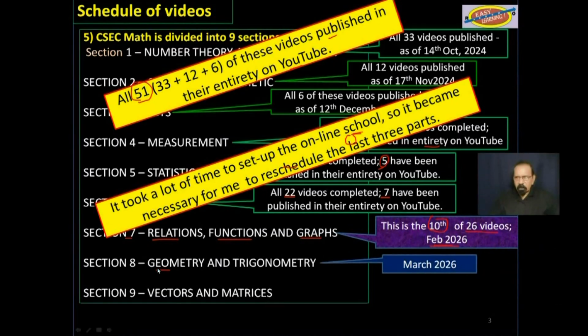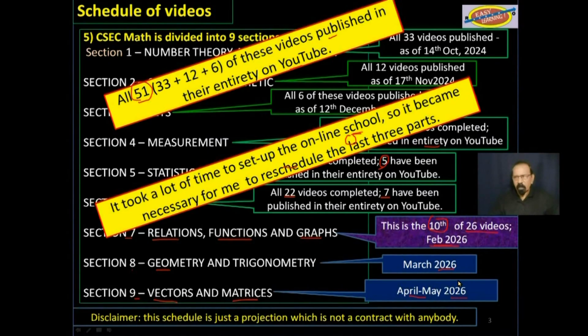And then on to geometry, section 8, by March 2026. And finally, section 9, vectors and matrices, hopefully April, May 2026. Please note this disclaimer down here. The schedule is just a projection, and it is not to be interpreted as a contract with anybody.